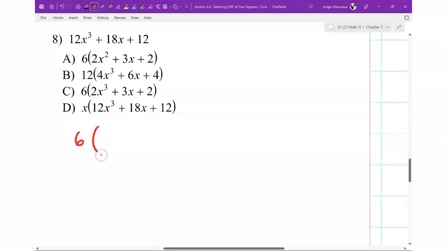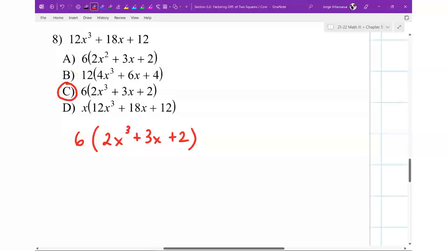So what I'm going to do is divide all the numbers by 6. So let's see, 12 divided by 6, that's 2x cubed, plus 18x divided by 6, that's 3x, plus 2, and that's it. You're done. So that would be, which one's my answer for that one? C.